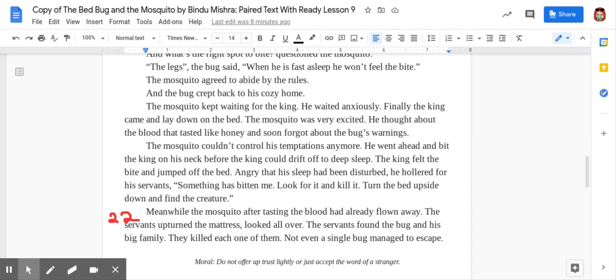He hollered for his servant, "Something has bitten me. Look for it and kill it. Turn the bed upside down and find the creature." Meanwhile, the mosquito, after tasting the blood, had already flown away. The servants upturned the mattress and looked all over. The servants found the bug and his family. They killed each one of them. Not even a single bug managed to escape.